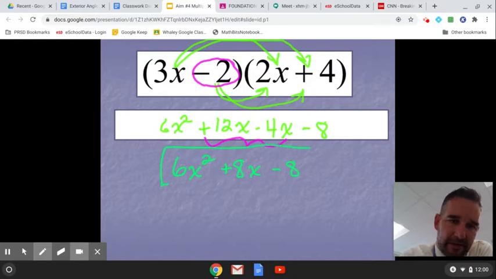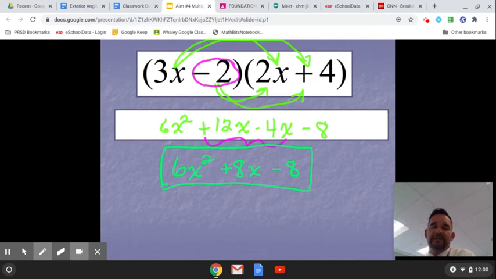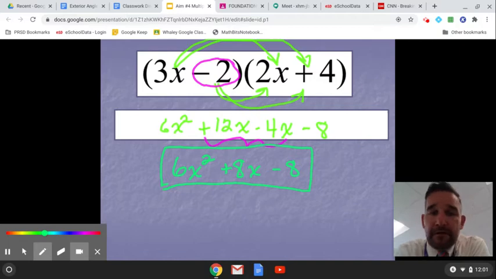Done. And I leave my answer just like that. There's no other like terms there that can be combined. And now I've just double distributed to multiply two algebraic expressions. Okay? We call that multiplying binomials. Again, that'll come up at another time. But for right now, just know that you just multiplied two algebraic expressions by using double distribution. Okay, that'll be it.